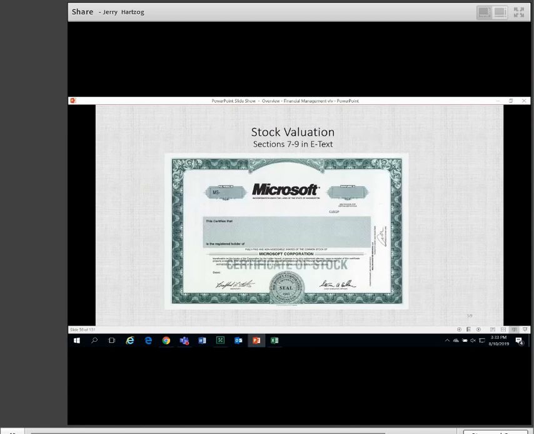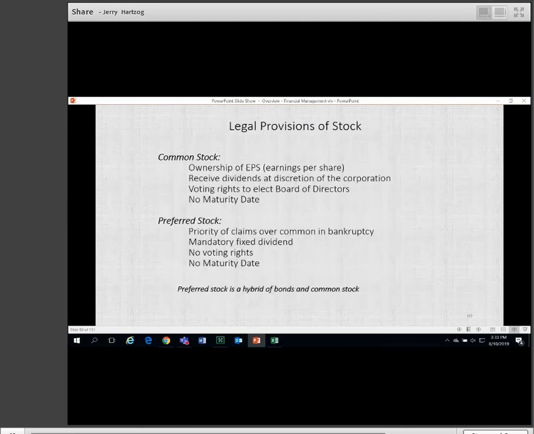Next, let's move to stock valuation. There are certain legal provisions of stock. There are actually 2 types of stock, common stock and preferred stock. Now, common stock is an outright sale of an ownership stake in the corporation.